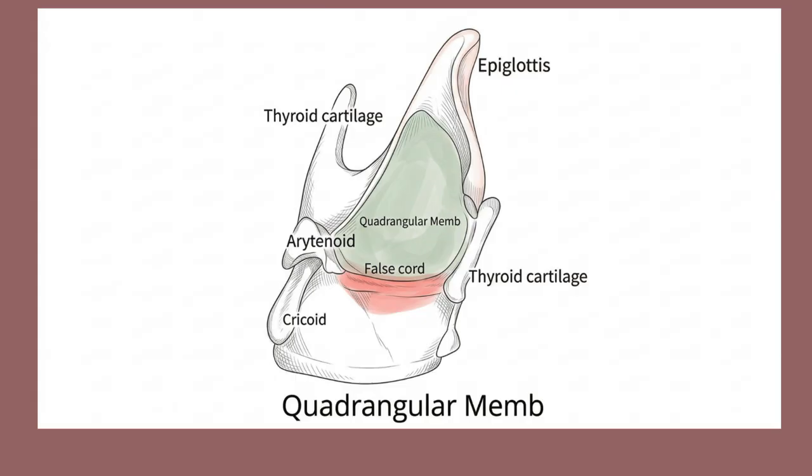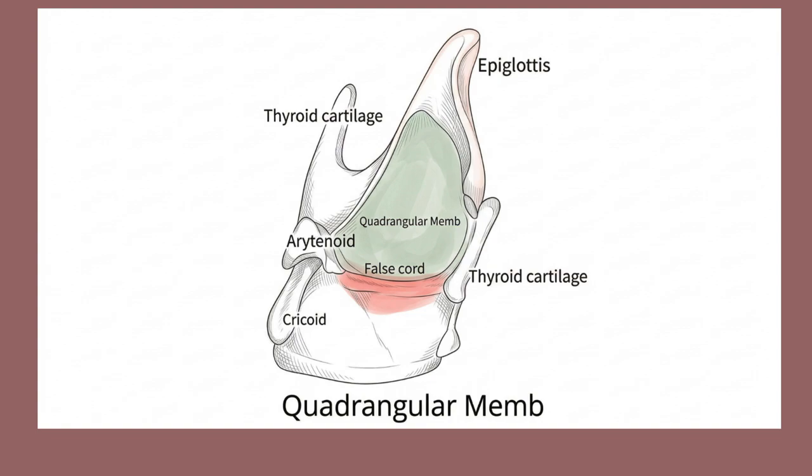The second fibroelastic membrane to discuss is the quadrangular membrane. Quadrangular membrane attaches to the lateral border of the epiglottis. Thus it forms the aryepiglottic folds and goes posteriorly up to the midline and attaches to the arytenoid cartilage. Thus the quadrangular membrane forms part of the aryepiglottic fold.